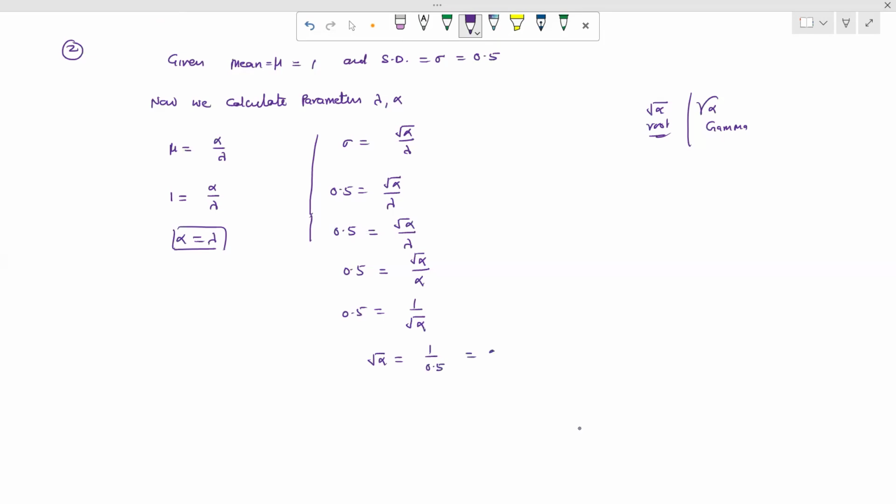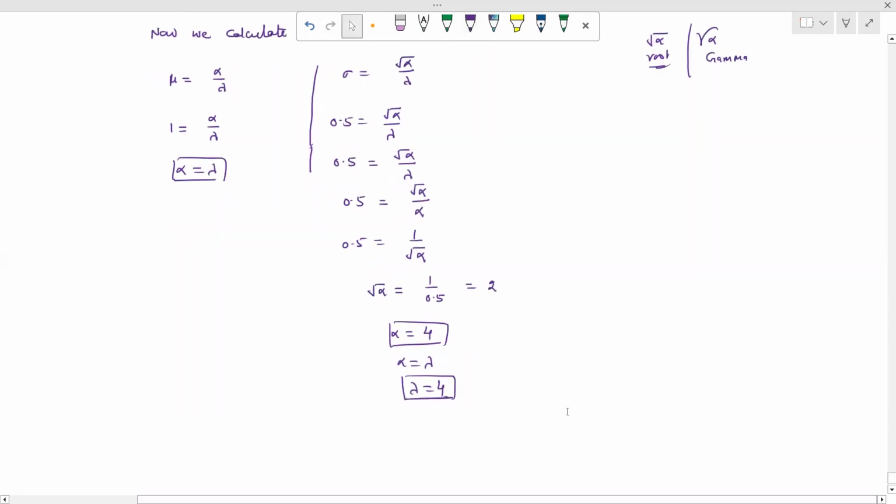So 1 upon 0.5 is 2. So when we square both sides, 2 to the 4. So alpha is equal to 4. When we have alpha equal to lambda, lambda is also equal to 4. So both the parameters have the value 4. Alpha equal to 4 and lambda equal to 4.